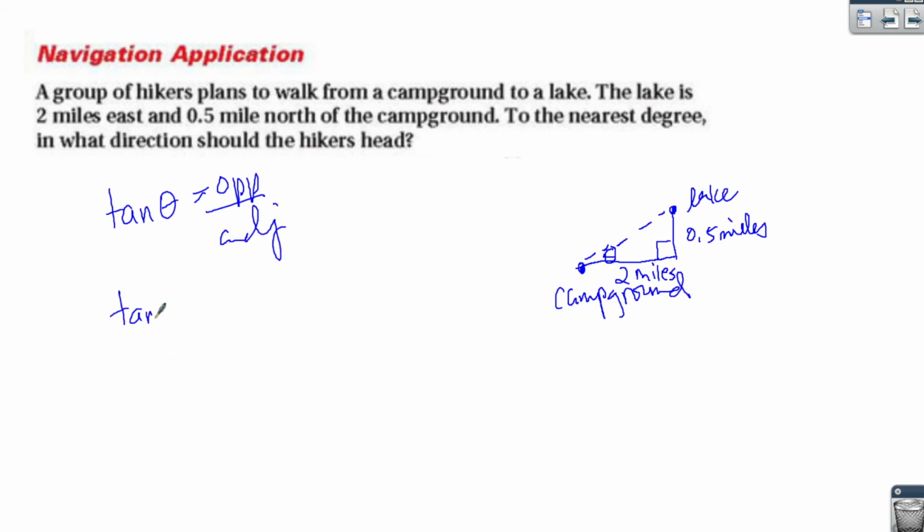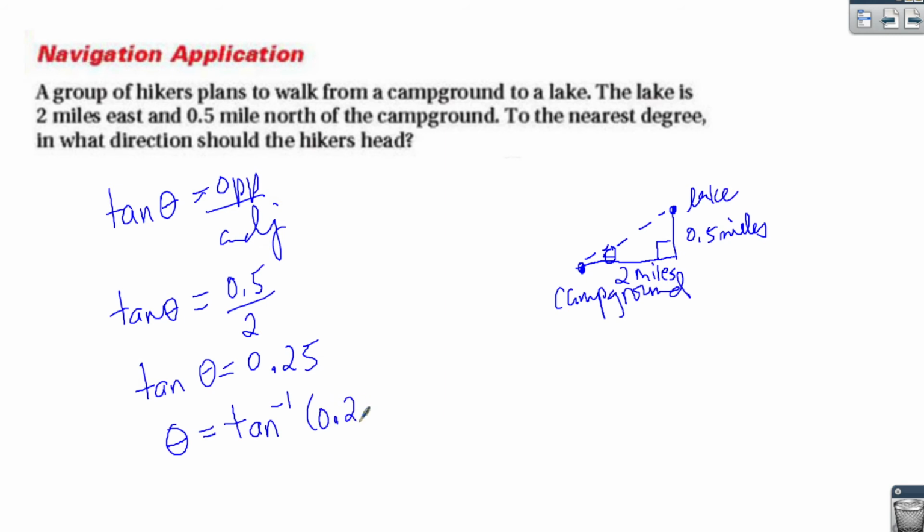So let's write them out. Tangent theta is the opposite measure, 0.5, over 2, right? And we can simplify it further. So tangent theta is 0.25. But hold on, we're not really looking for a length. We're actually looking for an angle measure. And this is where your inverse function comes into play. So this is how we set up our equation. To solve for theta, the angle measure, we're going to use the inverse tangent of 0.25.